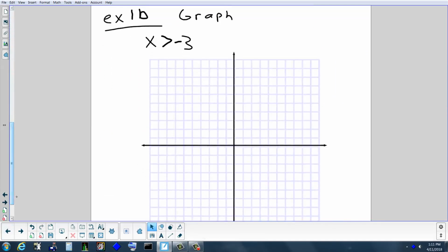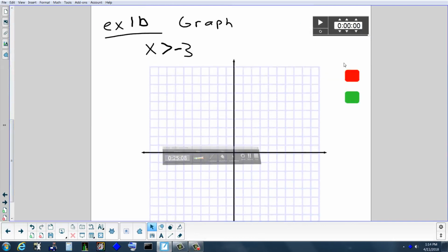Guys, do this one now. Okay, guys, let's go over this one. When I walked around, for the majority of the people, this is what I saw. I saw a dot on -3.